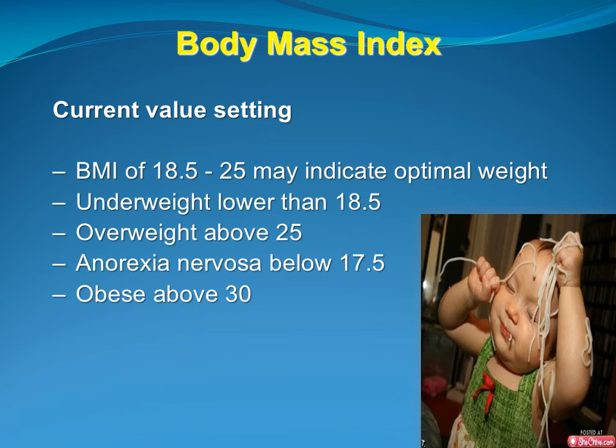Likewise, there are normal values which we should follow in order to assess whether the child is adequately, under, or overly nourished. So a normal BMI will be in the range of 18.5 to 25. Underweight is lower than 18.5, overweight is above 25, and obese is for children with a BMI of 30.